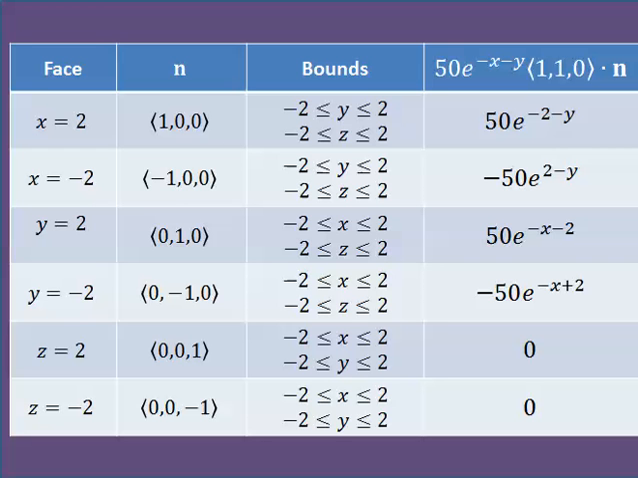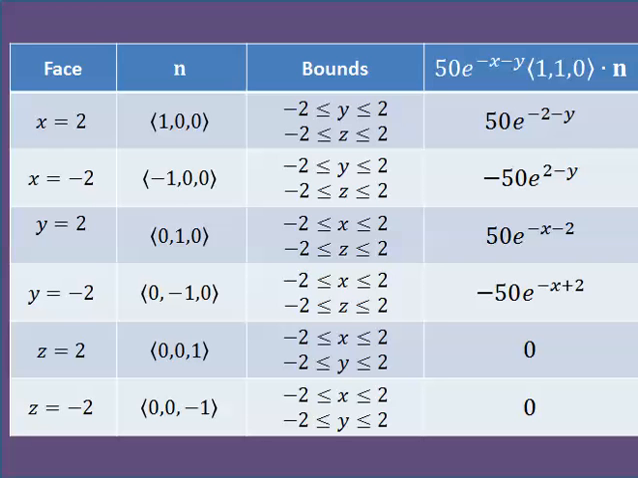An interesting result is z equals 2 and z equals negative 2, where the dot product is 0. Look, I've got 1, 1, 0 dot 0, 0, 1, which is 0. But geometrically that makes sense as well. My vector field F, remember I said all those vectors are horizontal. They're all parallel to the xy plane. So there is no outward motion across the ceiling or across the floor, because all the vectors are parallel to the ceiling and the floor.